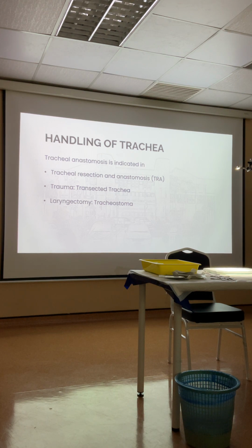Sometimes patients will require a laryngectomy. In a laryngectomy, you will remove the larynx and you'll bring the trachea out in the neck of the patient. So this will then create a tracheostoma. So you need to suture the trachea to the skin to form a tracheostoma.